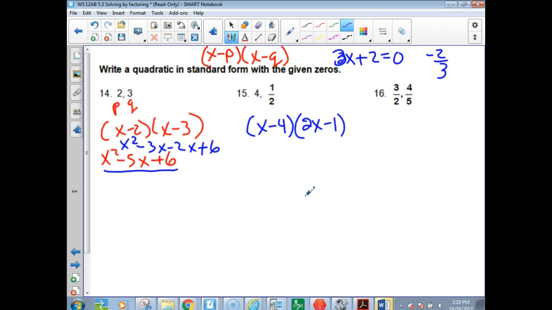You with me? I hope you were paying attention just now. It's not that hard. And if you screwed it up, you can look at it and say, would I get that solution if I solved it? You know, if I set it to 0? Okay. So then we would FOIL this out. 2x squared minus x minus 8x plus 4. This would be 2x squared minus 9x plus 4.